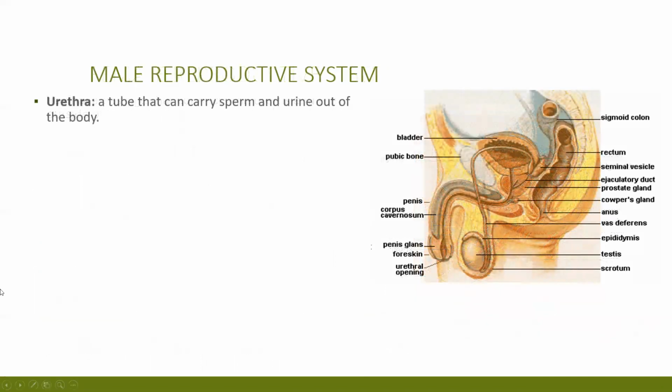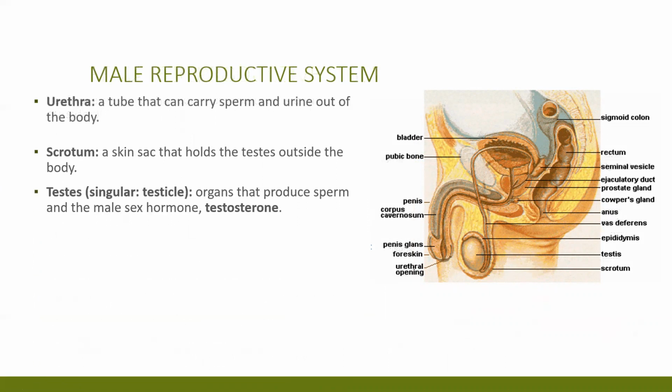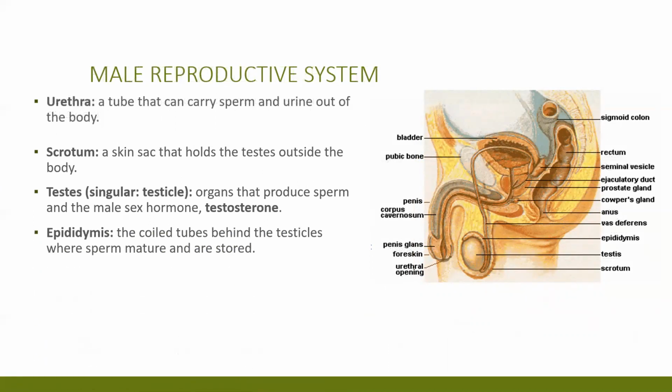Next, we have the male reproductive system, and starting out with the urethra, which runs right through here, through the penis. It's a tube that carries sperm and urine out of the body. The scrotum, located right down here, is a skin sac that holds the testes outside of the body. The testes, located right here, singular means testicle, are organs that produce sperm and the male sex hormone testosterone. The epididymis is located right here on top of the testicle. The coiled tubes behind the testicles where sperm mature and are stored.